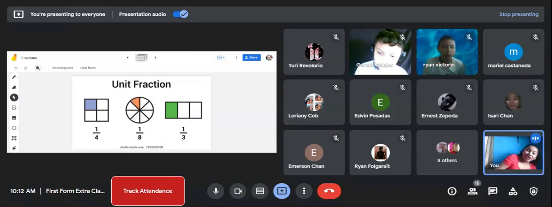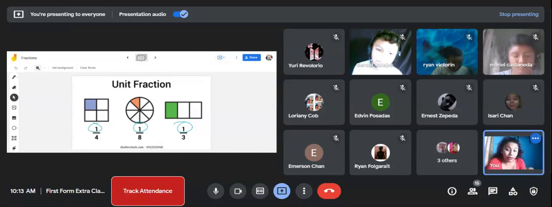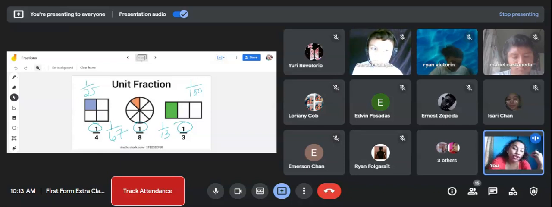A unit fraction is very, very straightforward. You look at it, you're going to be able to tell me what a unit fraction is. A unit fraction is a fraction where the numerator is 1. The number at the top is always going to be 1 for a unit fraction. So we could have 1 over 100, 1 over 25, 1 over 13, 1 over 67. All of these are going to be unit fractions because the number at the top is always going to be a 1.